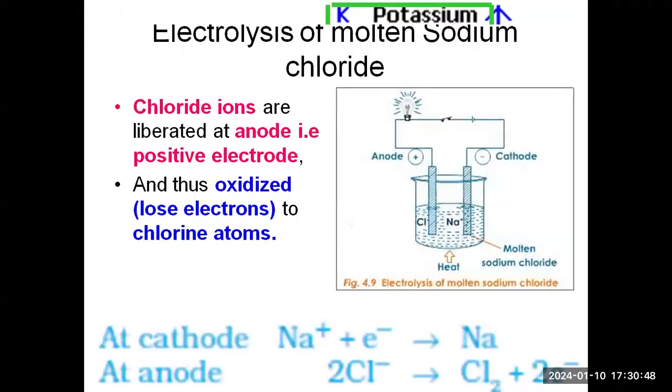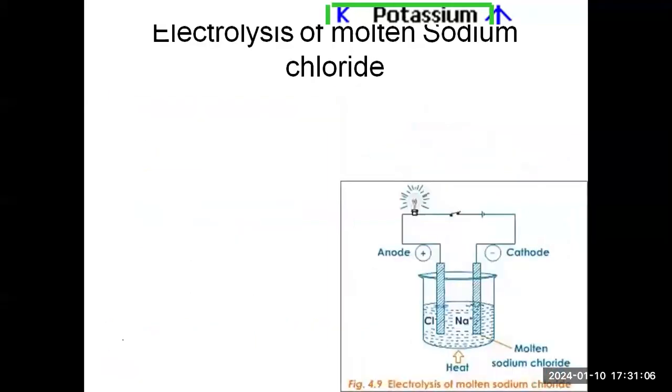These are the two equations that you see, the ones which I explained just now, happening at the cathode and anode. At the anode, oxidation is taking place, and at the cathode, reduction is taking place for sodium. So in this way, the extraction of sodium, a highly reactive metal, is done.